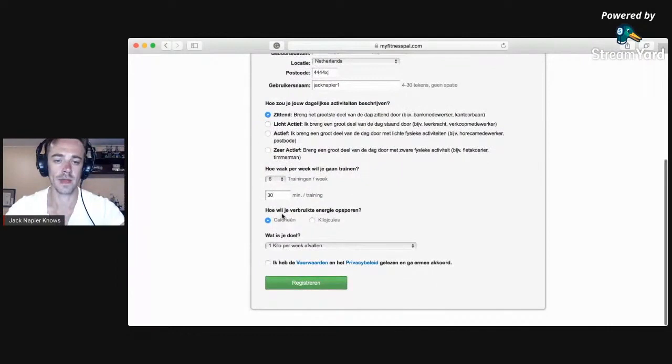Well, how do you want to track your calories? Well, in calories. What is your goal? 1 kilo a week, to me, is a bit too much. I tend to go for the long term. So, slower process, better results. So, let's say 1/4 of a kilo.